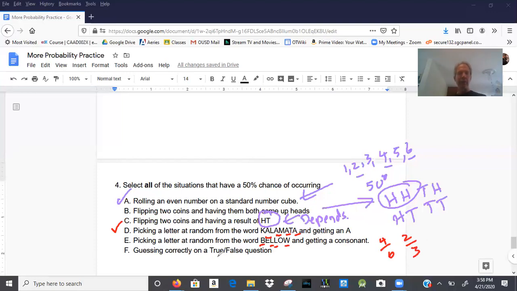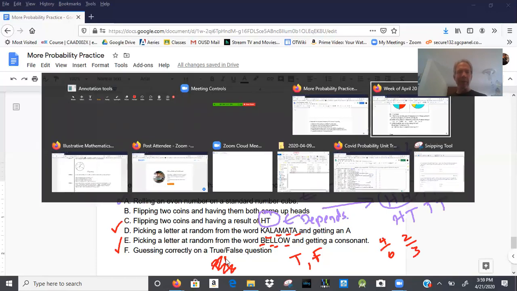Guessing correctly on a true-false question, yes, that is a 50% chance because our sample space is true and false, and the probability of the correct answer is 1 out of 2. I don't know how to write that correctly. Okay, I think that's good. Let me double check and make sure I don't have anything queued up here that I want to talk about. I don't think so. I think we're all good.